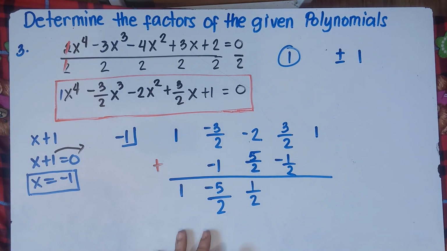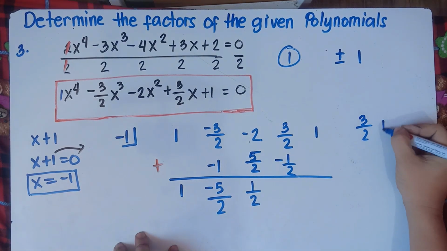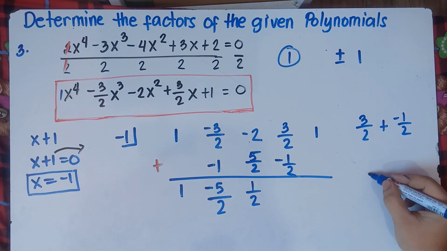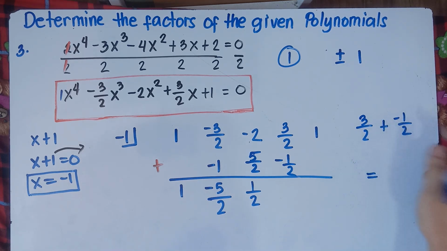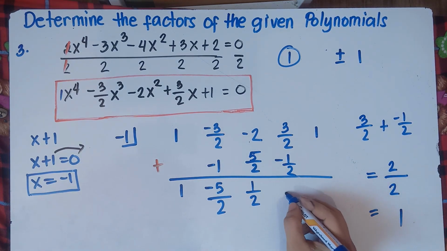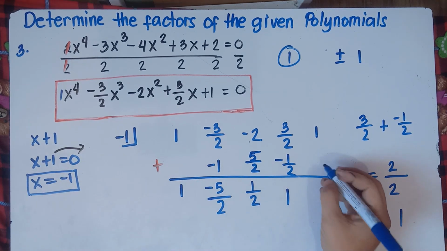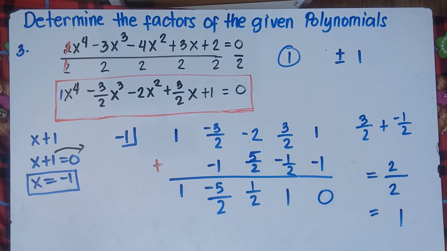Alright, and then you combine. So combine this one, 3 over 2 plus negative 1/2. So 3 plus negative 1, or 3 minus 1, that's 2. Then copy 2. And 2 divided by 2, that is 1. So this will be 1. And then you multiply negative 1 times 1, that's negative 1. And then you combine 1 plus negative 1, that is 0. So therefore, class, our answer is 0.